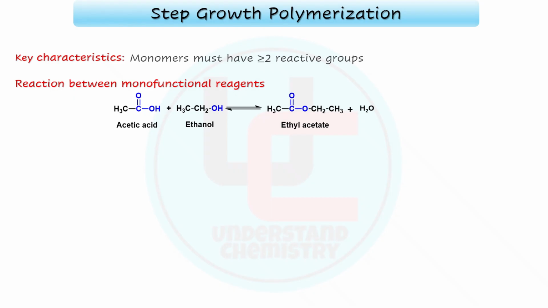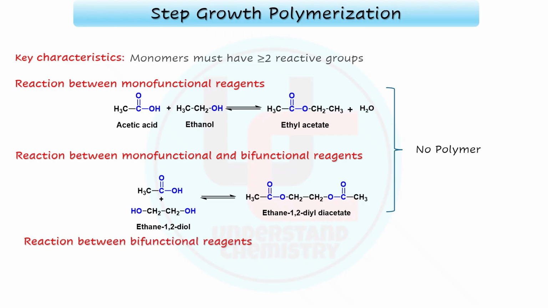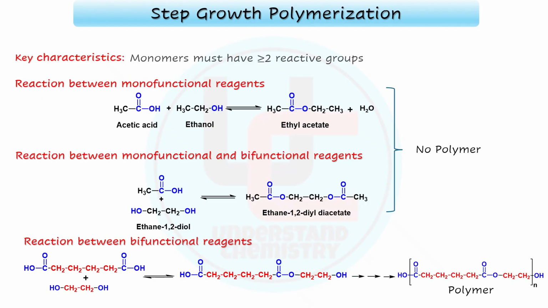Now let us see if we get polymer or not if reaction happens between monofunctional and bifunctional reagents. As an example, consider the reaction between acetic acid and ethylene glycol. They react with each other to form new product, but they will not produce polymer. Now consider another case where we have only bifunctional reagents. In this case, both bifunctional monomers react with each other to produce polymer. For example, adipic acid reacts with ethylene glycol stepwise to produce polymer.